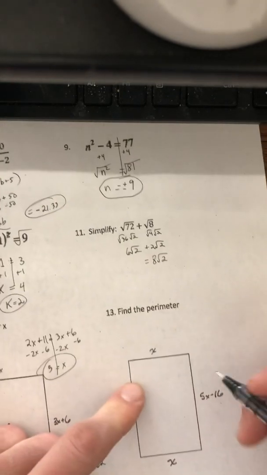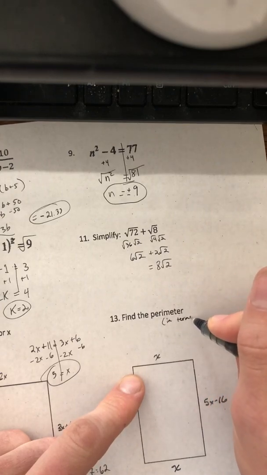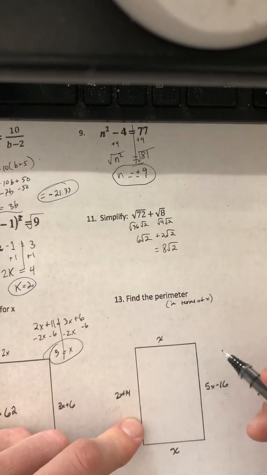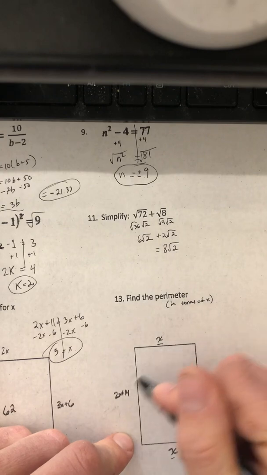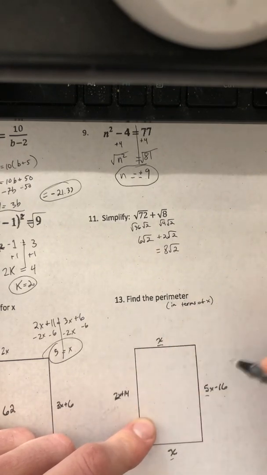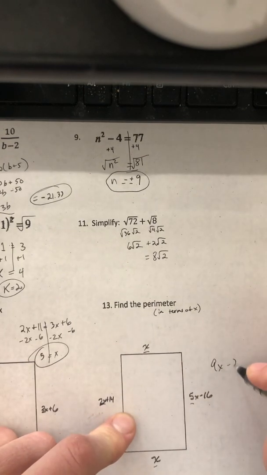Find the perimeter. This needs to be in terms of x. And the perimeter is just add everything up. So you got 5 plus 1 plus 1 plus 2. And that's 5, 6, 7, 8, 9. And plus 14 minus 16 is minus 2.